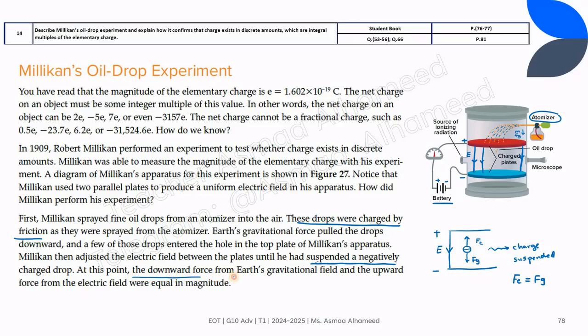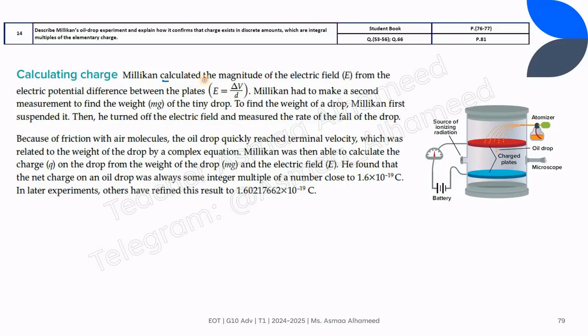So the downward force from Earth's gravitational field and the upward force from the electric field are equal in magnitude, but they are opposite in direction. Then he calculated the magnitude of the electric field from this equation and found the weight of the drop by mg. This is Fg force, and then he turned off the electric field or the battery and measured the rate of the fall of the drop.